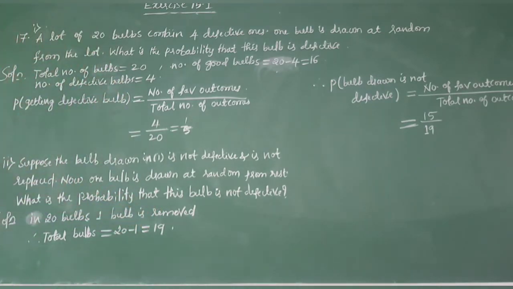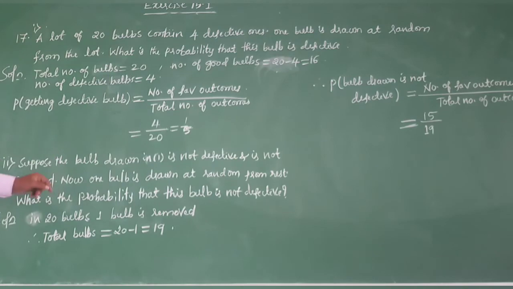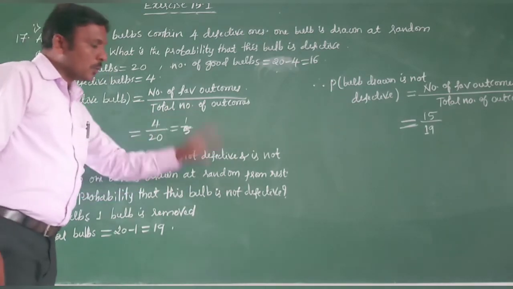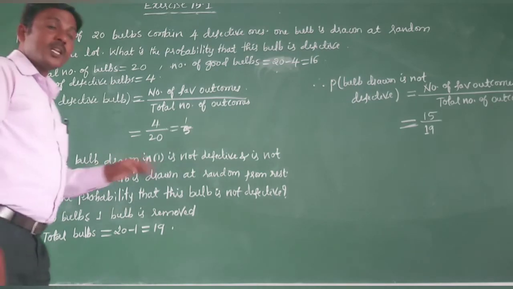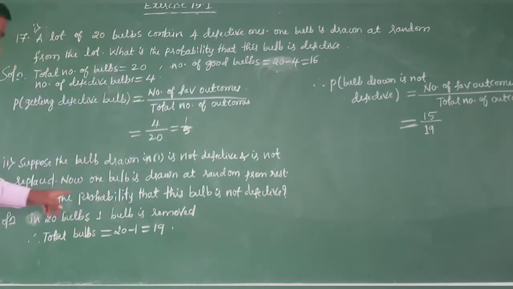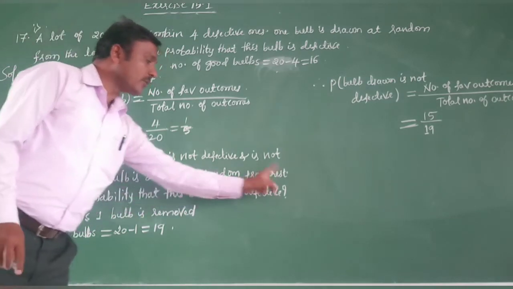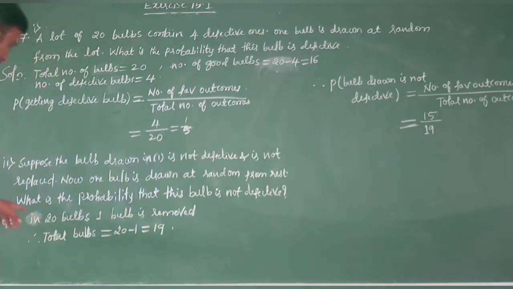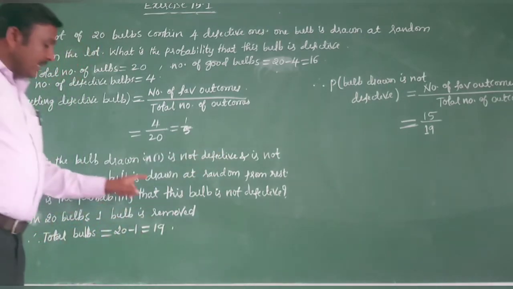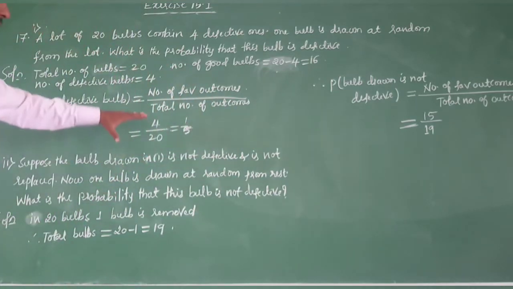Now, second question is, suppose the bulb drawn in one is not defective. Not defective means good, and is not replaced means it is kept as it is. Now, one bulb is drawn at random from the rest, meaning the remaining. What is the probability that this bulb is not defective? This you have to understand.